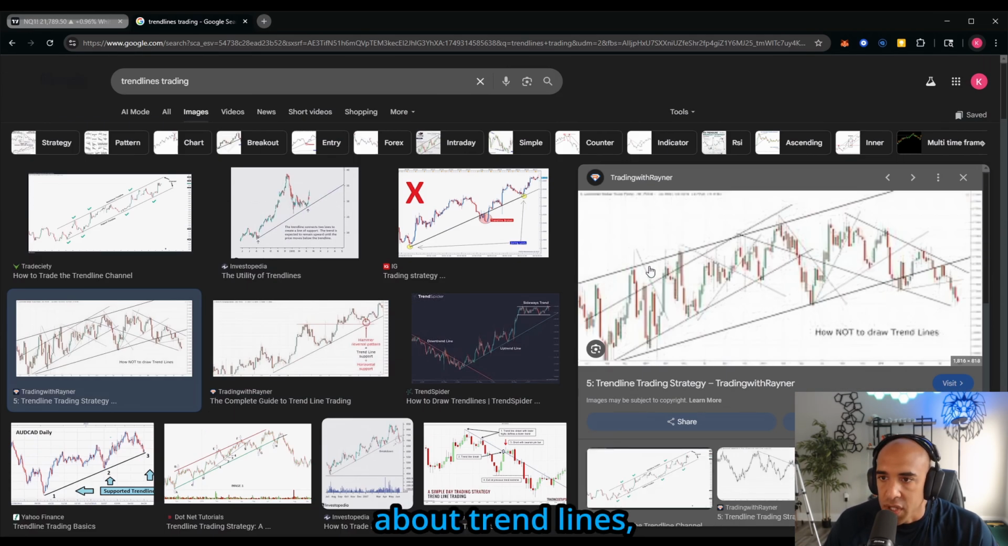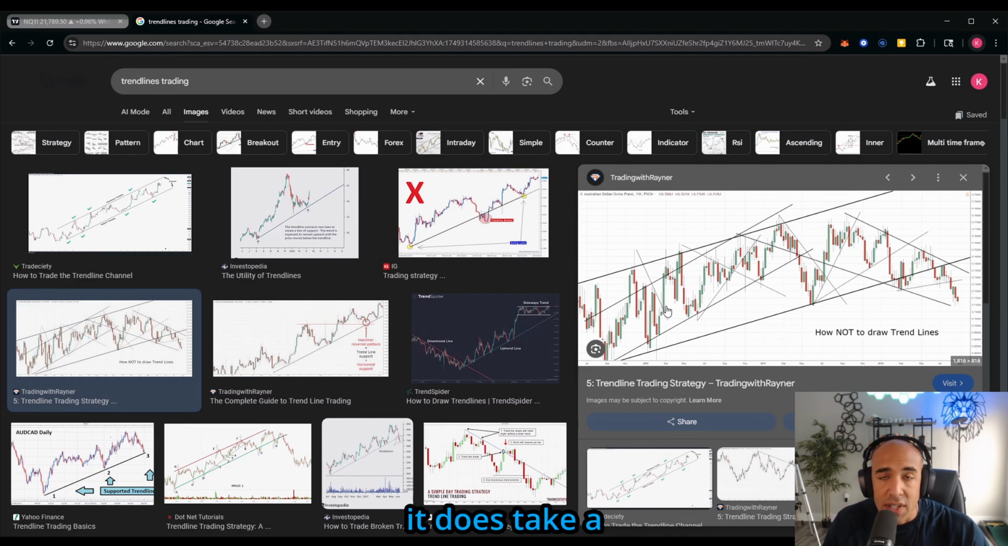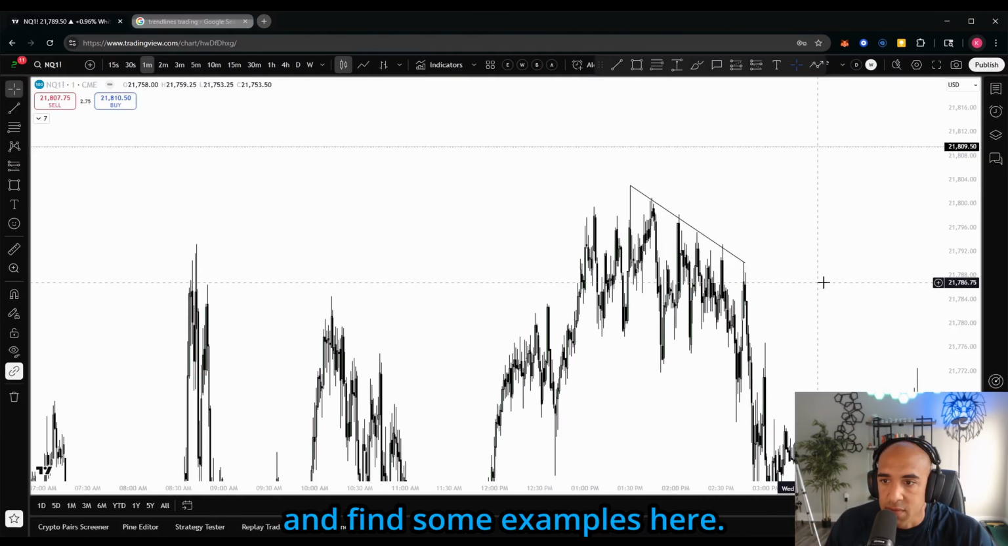Now, one thing about trend lines, and this is a good image here, is that you don't want to get overwhelmed with them. When you first get into identifying trend lines, it does take a little bit of practice. You do need to put in chart time because it takes time to see this with your eye. It takes a little bit of finesse. Otherwise, your chart's going to be looking something crazy like this. So now you have an idea of what trend lines are, right? They show a trend. Let's dive into the charts and find some examples here.